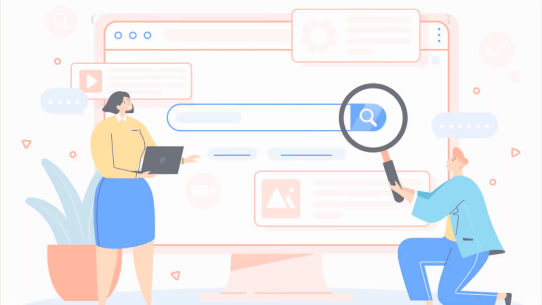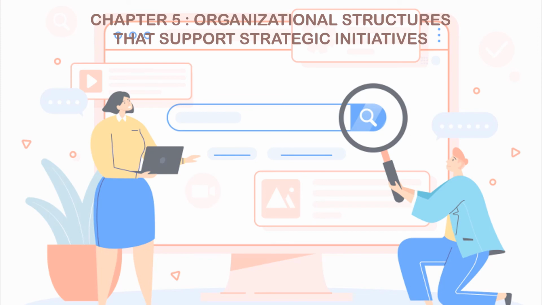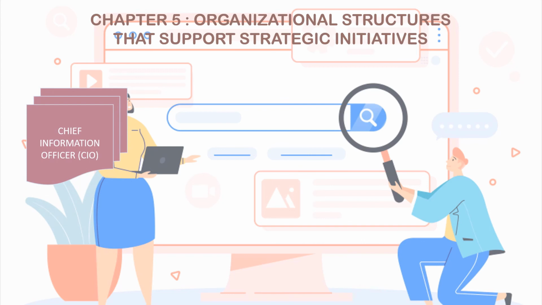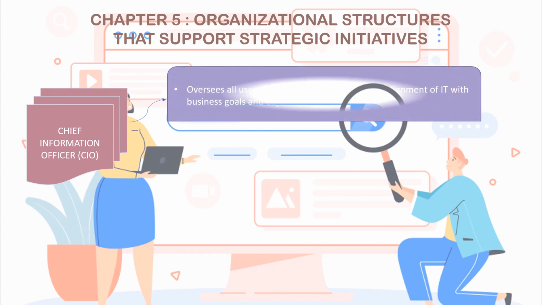Hello everyone, so now we are in the last chapter, which is chapter 5, organizational structures that support strategic initiatives. In this topic, I will talk about the roles that support strategic initiatives, which is firstly the Chief Information Officer, CIO. They oversee all uses of IT and ensure the strategic alignment of IT with business goals and objectives.